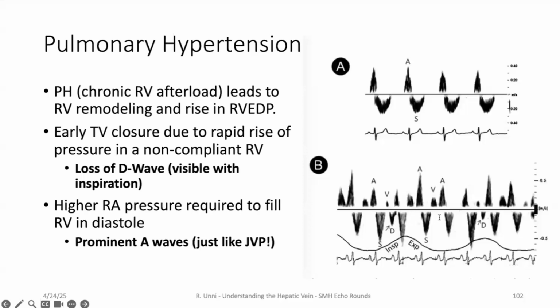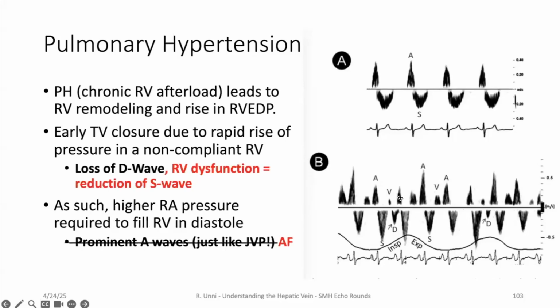And then because you need this higher right atrial pressure to squeeze blood into this remodeled, unwell right ventricle, you can get prominent A waves. This is just like the JVP. And just like all things, as we mentioned, there's this interplay between how the RV changes with disease states. Well, when you get RV dysfunction, you also lose your S wave. And so you can have a reduction in all the amplitudes of the waves.